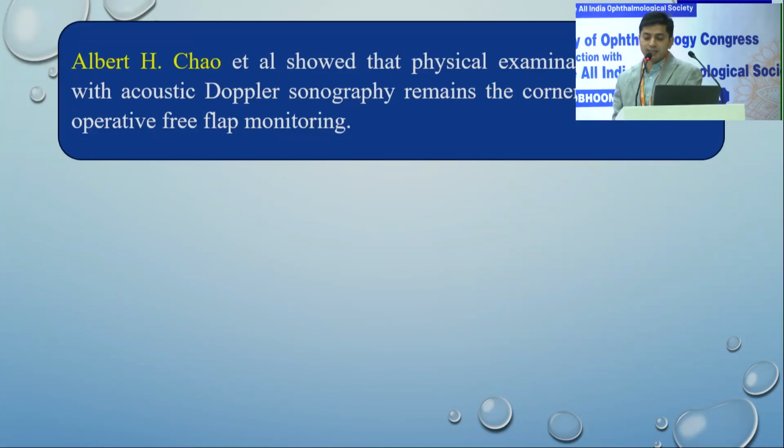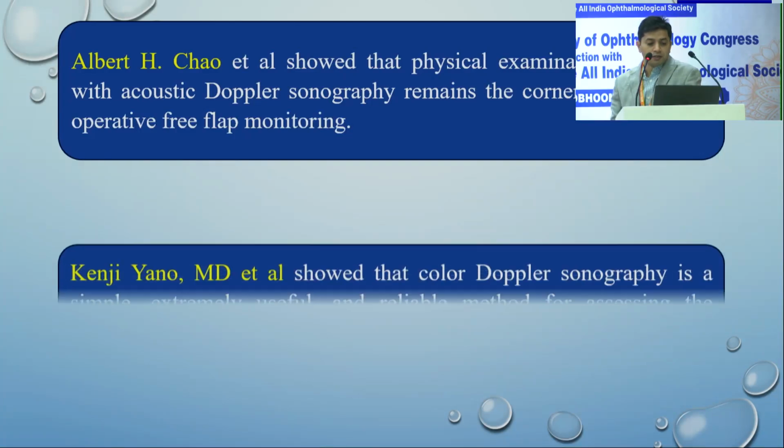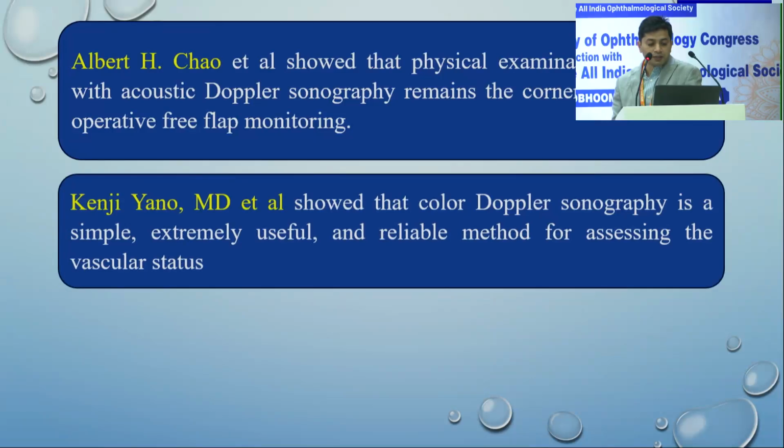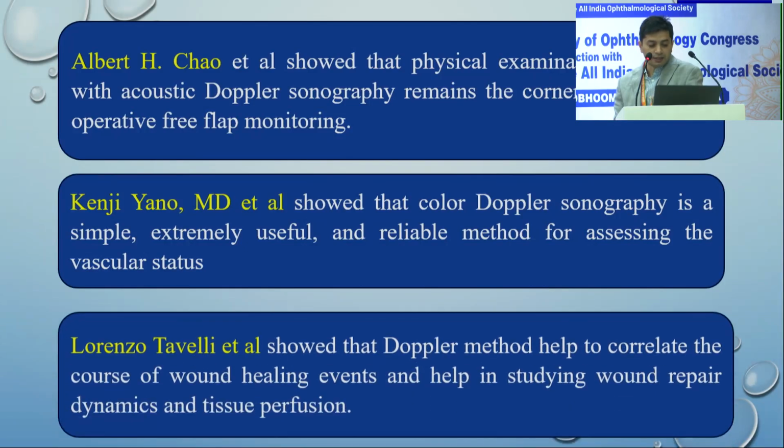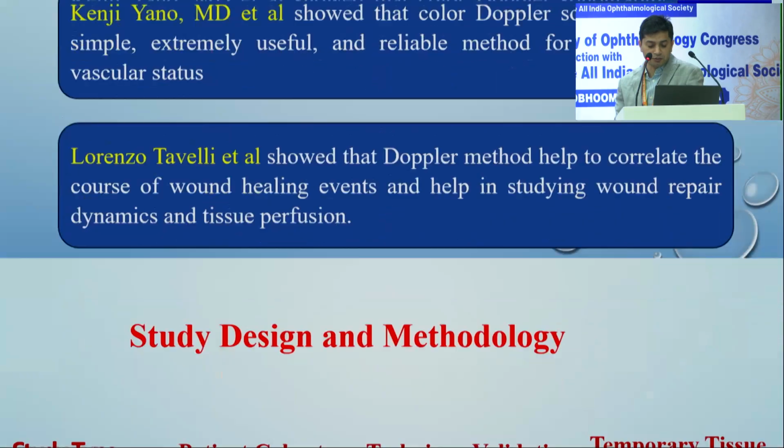Another study by Sao et al. showed that a physical examination combined with acoustic Doppler sonography remains the cornerstone of post-operative flap monitoring. Now, Yano et al. showed that color Doppler sonometry is a simple, extremely useful and reliable method for assessing the vascular status. Another study by Tabelli et al. showed that the Doppler method helps to correlate the course of wound healing events and helps in studying wound repair dynamics and tissue perfusion.